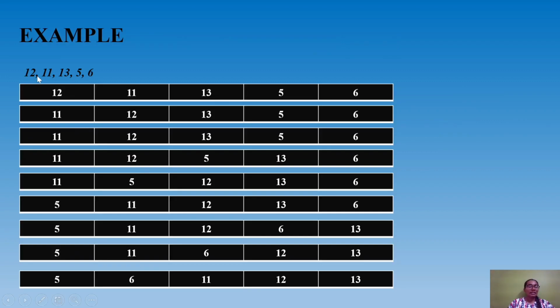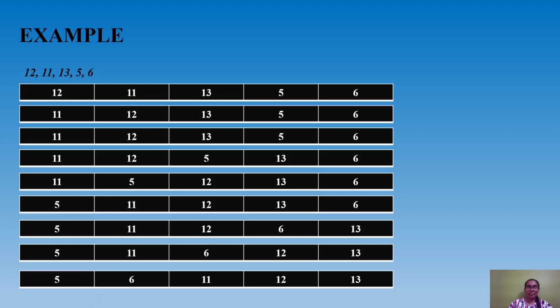Example. Let us consider the example with elements 12, 11, 13, 5 and 6. Initially, the first element is in the sorted list and all the other elements are in the unsorted list. That is, 12 is sorted, and 11, 13, 5 and 6 are unsorted. Now 11 will be compared with 12. As 11 is less than 12, swapping takes place here. So 11 moves to this position and 12 will move one position ahead. Now these two come under the sorted list, and 13, 5 and 6 are unsorted.